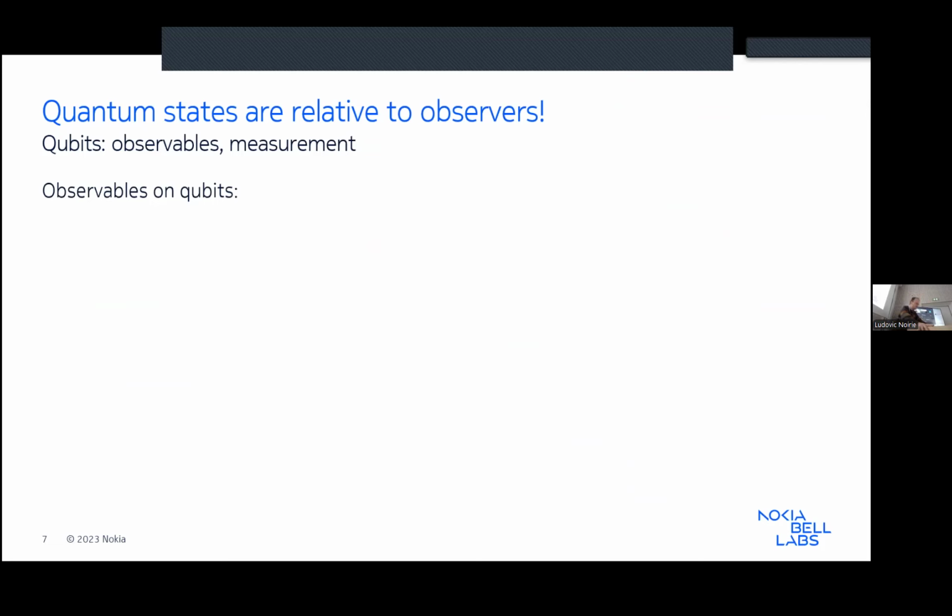Now, back to physics. What is the mathematical modeling of quantum physics? What is an observable and what is a measurement on qubits here? So first on qubits. An observable is defined in general in a quantum system of any dimension. An observable is said to be a Hermitian matrix or Hermitian operator, meaning that it can be diagonalized with real numbers as eigenvalues in some orthogonal basis.